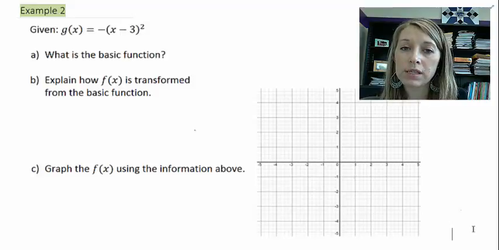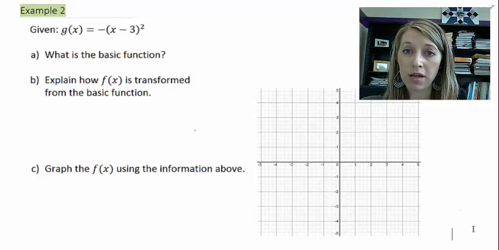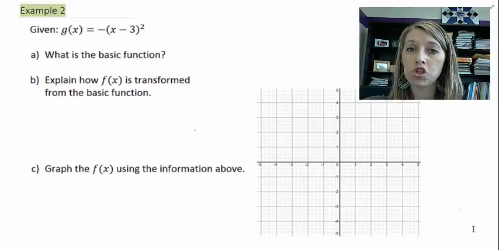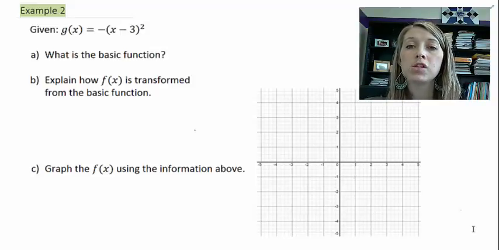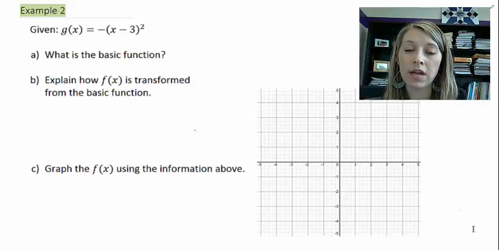All right, so notice here that I don't only have the negative, which is going to reflect it, but I also have the shift that we've learned from last time. So we can see that these transformations can happen in several different ways all at the same time. So I suggest that you pause the video and see if you can answer this question on your own.